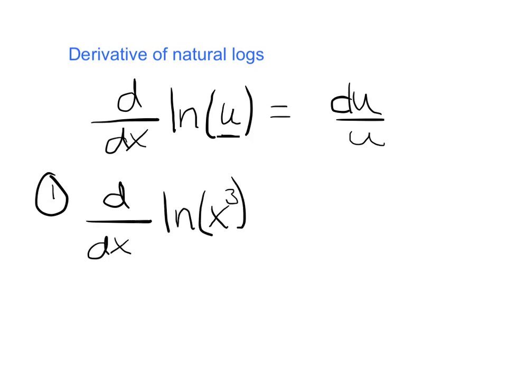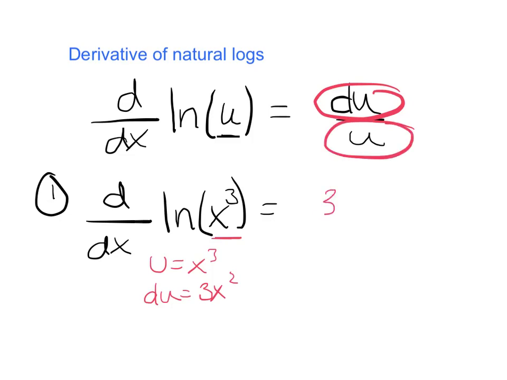All right, so all together, we're just picking our u as what's inside there. So u is x cubed. My du then is 3x squared. And the rule is du over u. So I would say 3x squared over x cubed, which of course reduces to 3 over x. Okay, so what we're saying to ourselves for ln's is du over u.